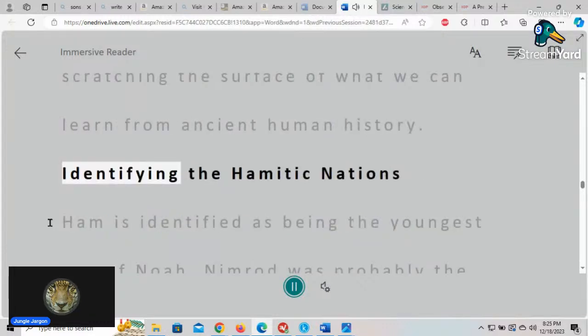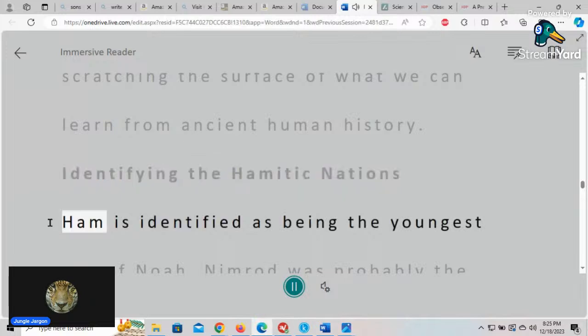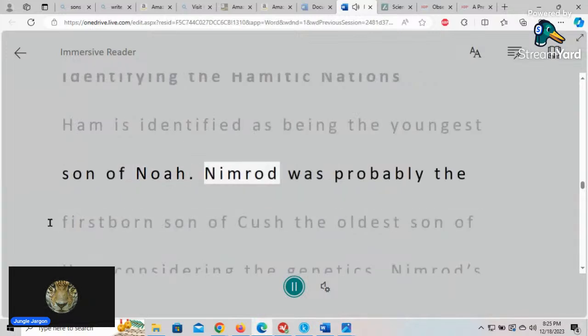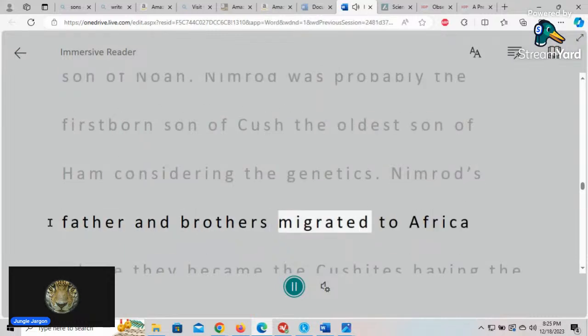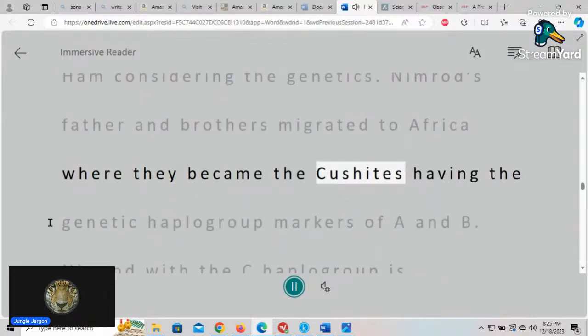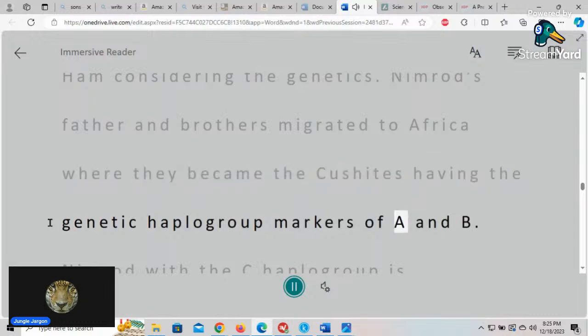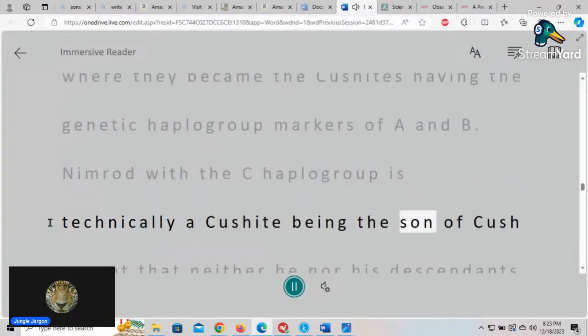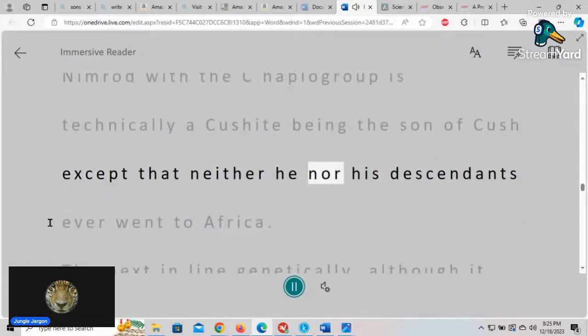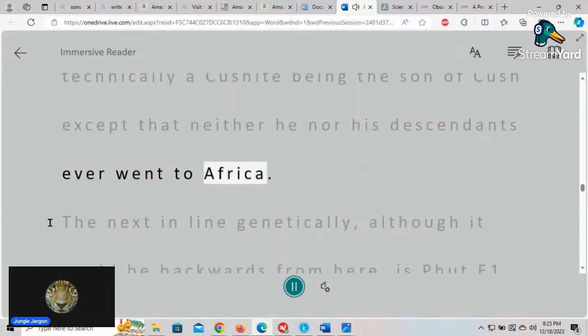Identifying the Hamitic nations. Ham is identified as being the youngest son of Noah. Nimrod was probably the firstborn son of Cush, the oldest son of Ham, considering the genetics. Nimrod's father and brothers migrated to Africa, where they became the Cushites, having the genetic haplogroup markers of A and B. Nimrod with the C haplogroup is technically a Cushite, being the son of Cush, except that neither he nor his descendants ever went to Africa.